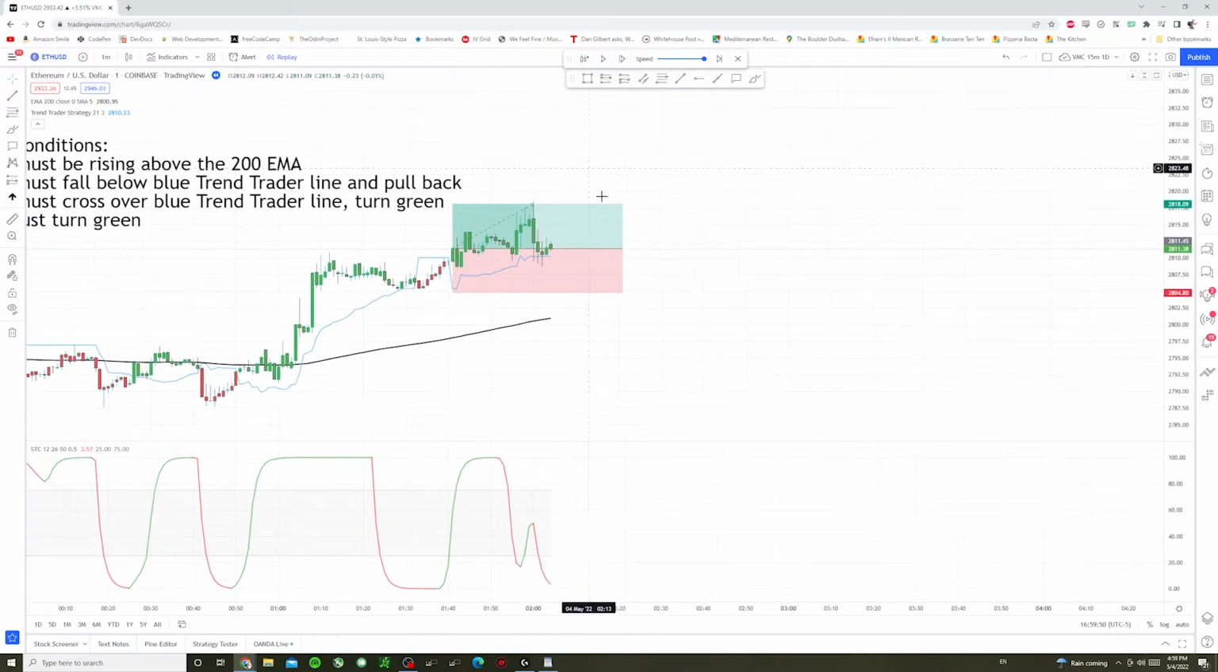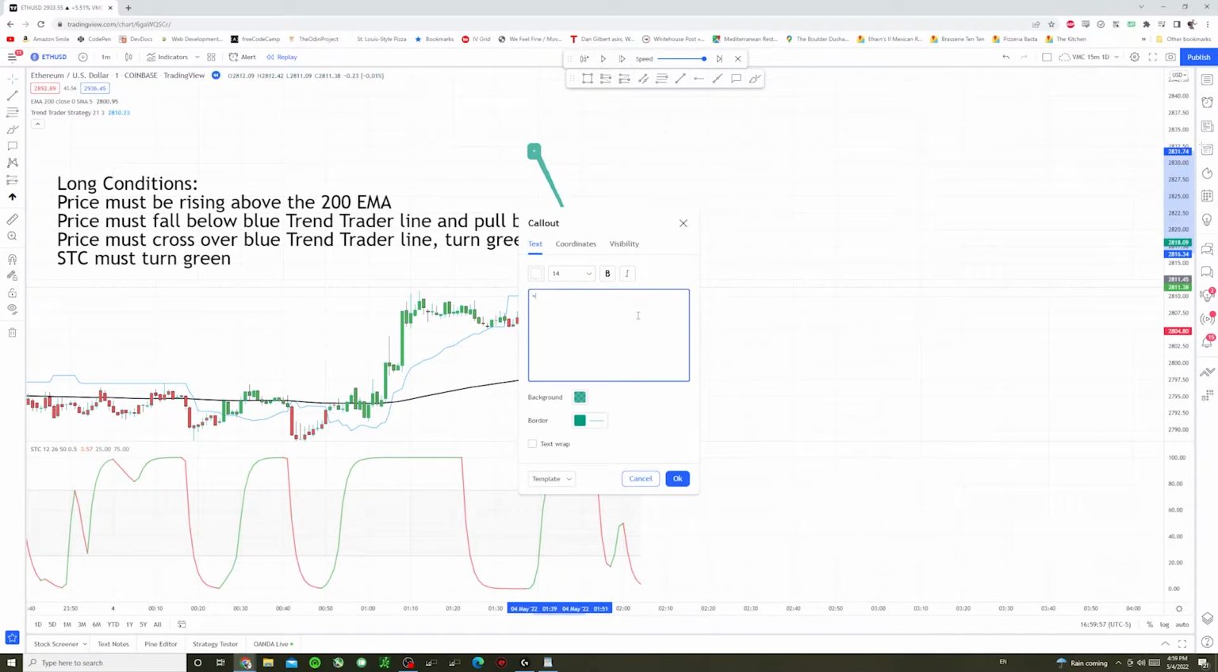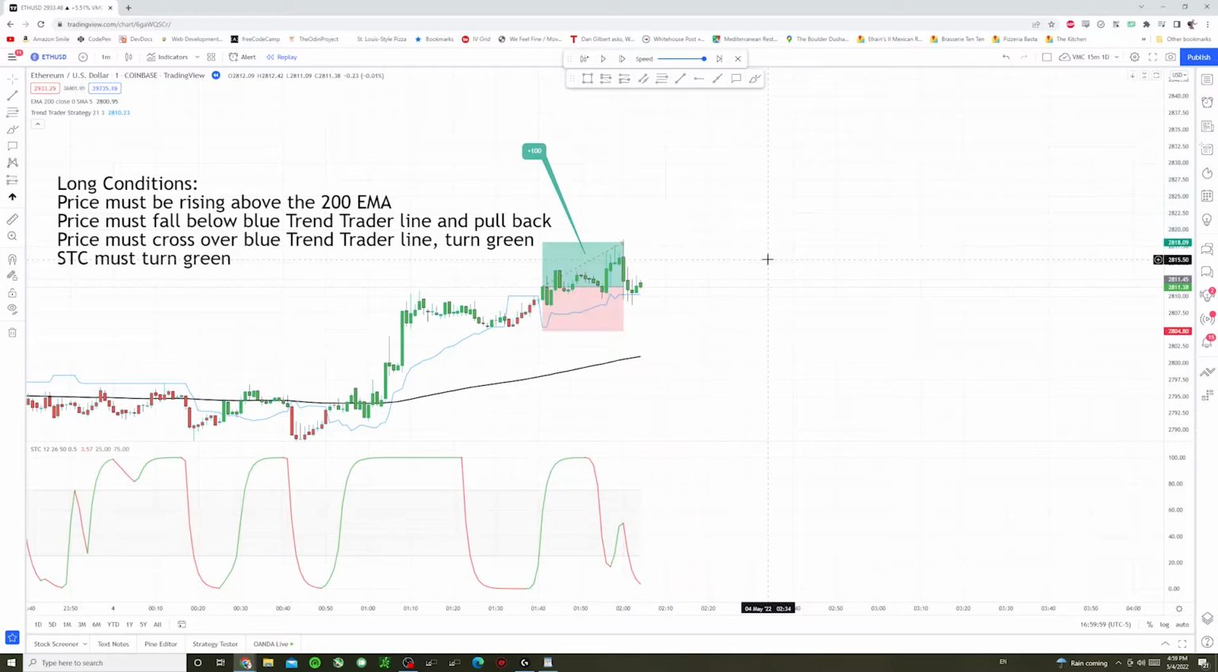And there we go. So we ended up in profit here. Again, assuming that we're using a $100 account size, we're risking 100, we gain 100. There's $100.